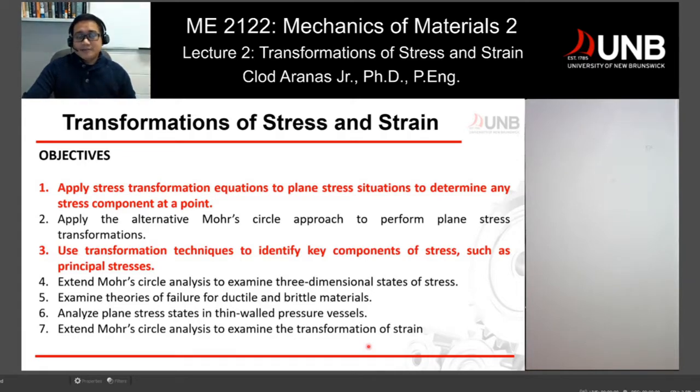Now, Mohr's circle is mainly used for stress, but we can also use it for strain, which we are going to discuss later on. So instead of plotting stresses or principal stresses, for example, we are going to plot principal strains. For this lecture and the next few lectures, we are going to focus more on items 1 and 3, which are the stress transformation equations and the key components such as principal stresses.